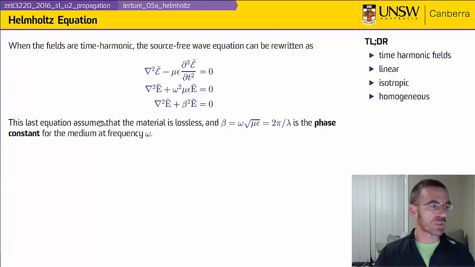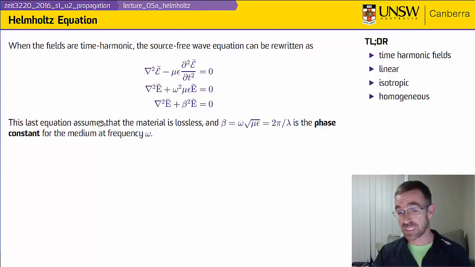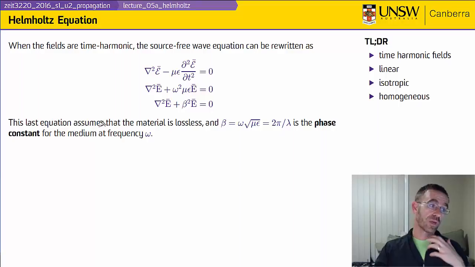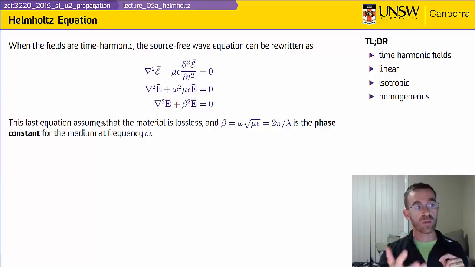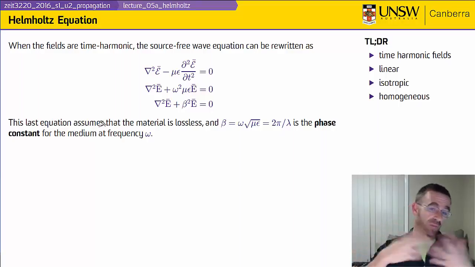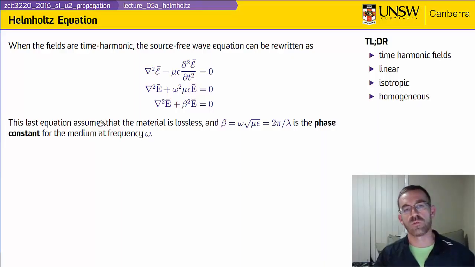We are going to talk about materials with loss in lecture 6a, but for the purpose of today's lecture, we're going to deal with just lossless media. Beta is the phase constant. It's a parameter of the material, omega times the square root of mu epsilon. It also happens to be equal to 2 pi over lambda, and is the phase constant for the medium at this particular frequency. We're going to see beta throughout the rest of the semester, so we can use beta to describe plane waves, waveguide modes, fiber optic cables, and so on and so forth.